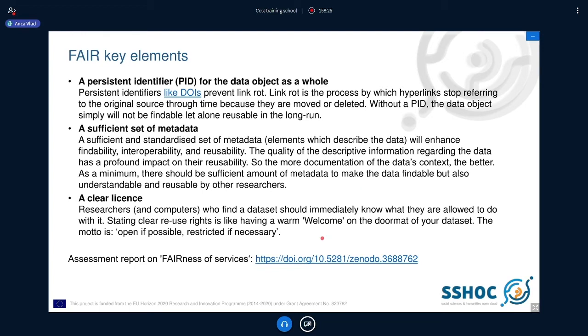Okay, and a clear license as well. And I provided here a publication as well on the fairness of services. It's a report, and I'll let you read through that if you're interested. It is very comprehensive, looking at FAIR principles and how they apply in practice. Okay.